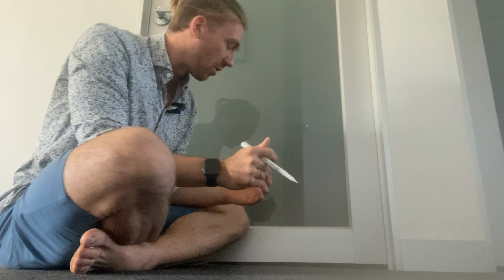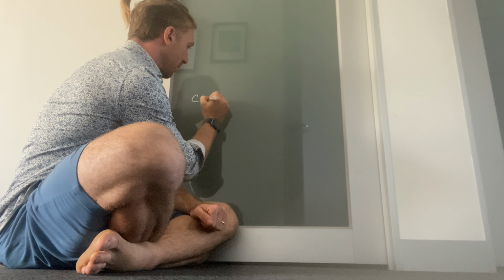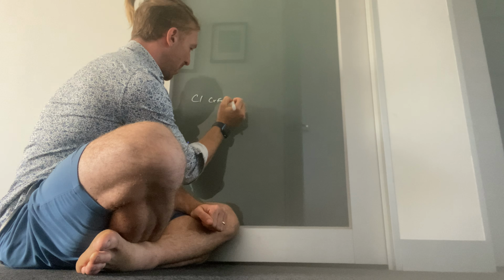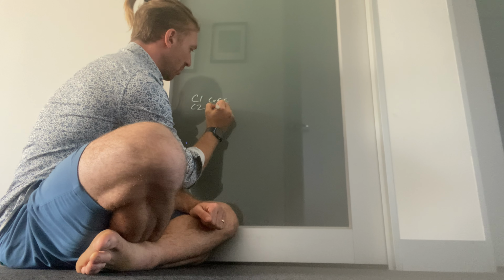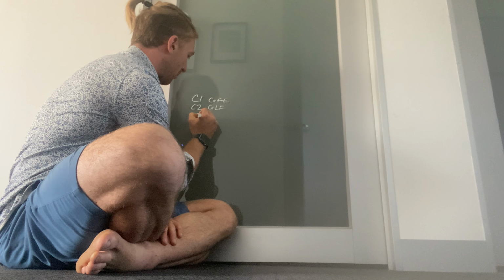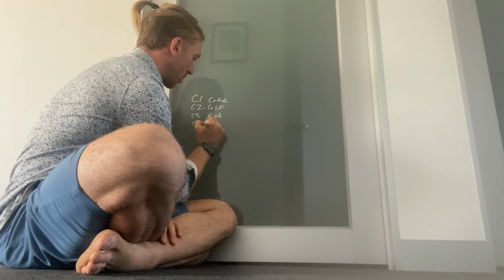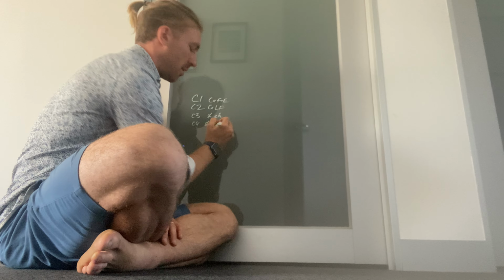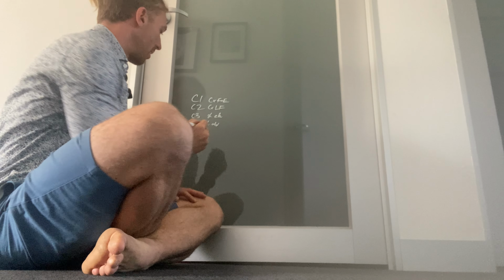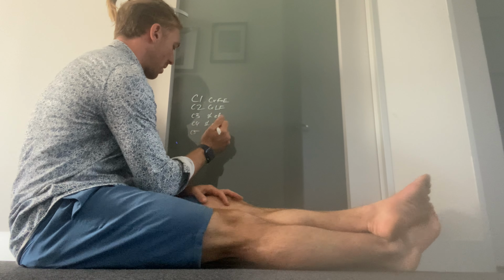So this is to hold me accountable, but also to share some key concepts that are important in the specialisation process. So starting up at the top, at C1, we have cervical flexion and extension. C2, we have cervical lateral flexion, so that's side to side movement of the neck. C3, we have shoulder elevation. And C4, we have shoulder abduction.